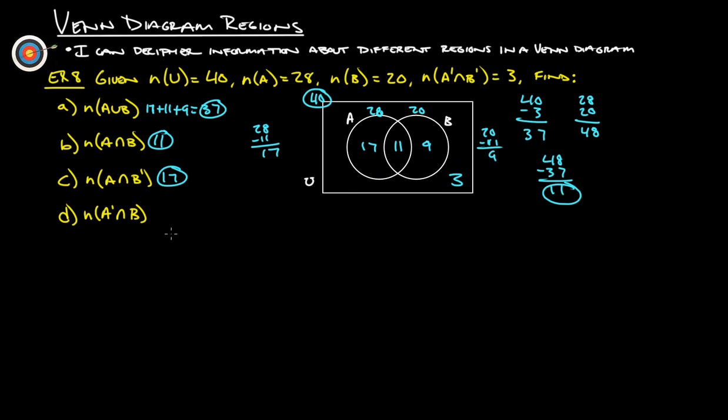Okay, and then the last one, the number in A prime intersect B. So it's basically kind of the opposite idea of that. So let's shade again. Everything that's not in A, so that is all of this stuff here. All of this is not in A. But then also everything that is in B. So we would have to shade everything that's in B. And what do those have in common? It's got that 9 right there in common.